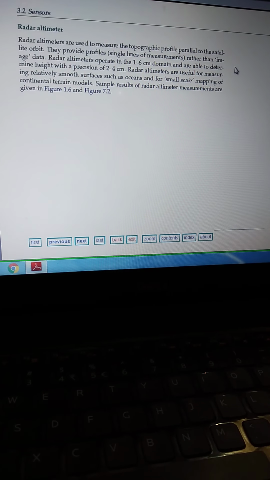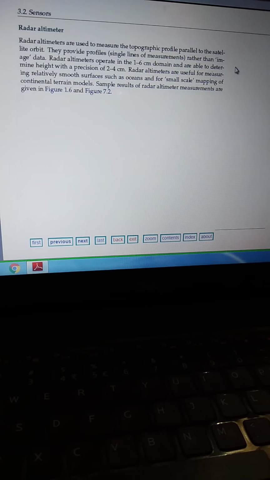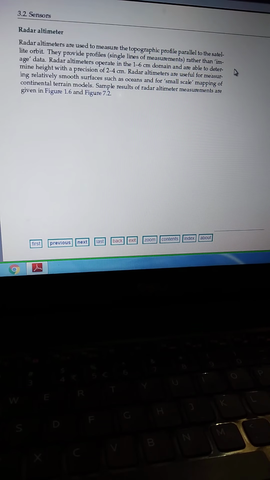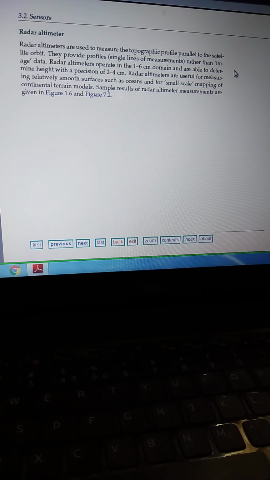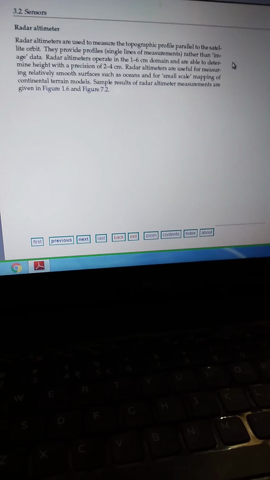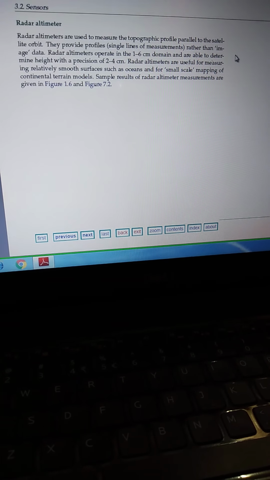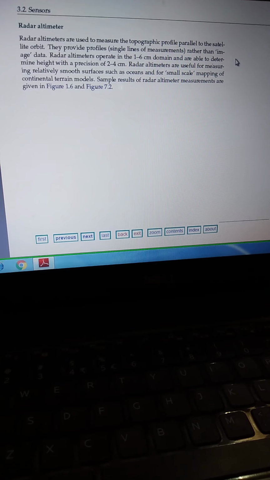Radar altimeters operate in the 1 to 6 centimeter domain and are able to determine height with a precision of 2 to 4 centimeter. Radar altimeters are useful for measuring relatively smooth surfaces such as oceans and for small scale mapping of continental terrain models. So there are several applications of radar altimeter.